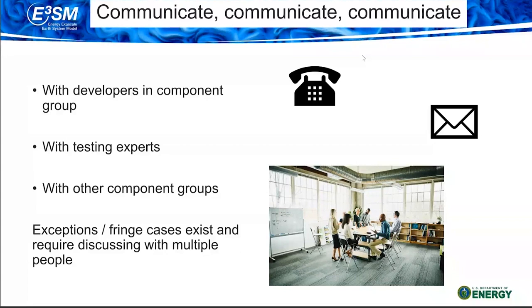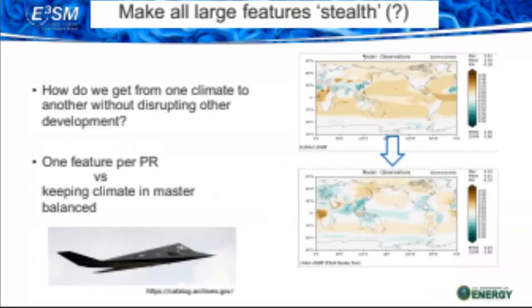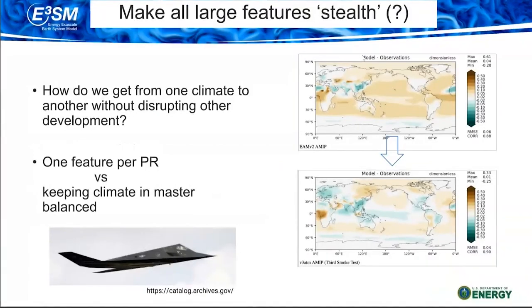And the final lesson is perhaps make all features stealth, especially these large features that have an impact on climate. This was a case where we're trying to get from one climate, the current climate, to something hopefully better, a better climate. But how do you get from one to the other without disrupting other development that's going on? For example, on the far right, what we're looking at are AOD biases, and the top one is V2, and the bottom one is the V3 atmosphere. And so we do improve on the AOD, but that has an impact on the top of the atmosphere radiation.